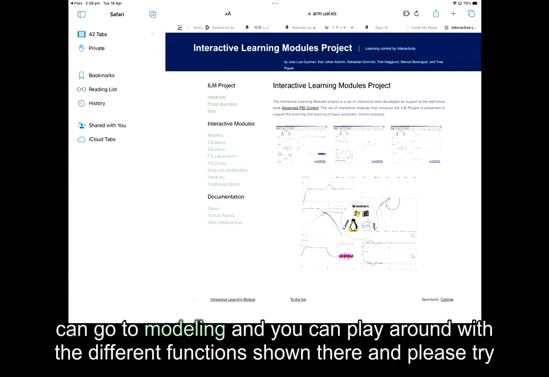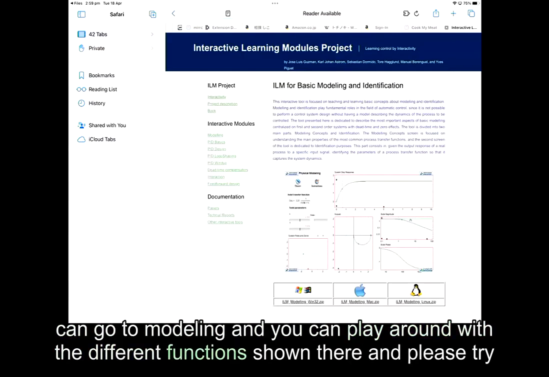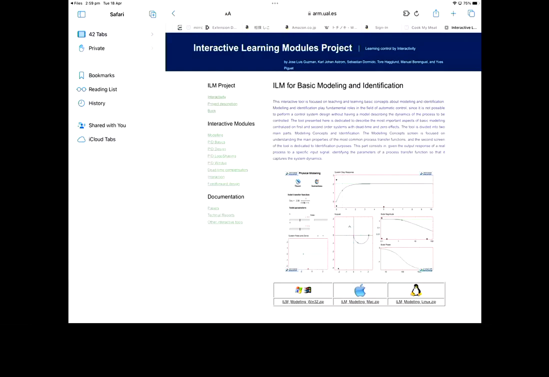Anyway, you can go to modeling and you can play around with the different functions shown there. And please try this.